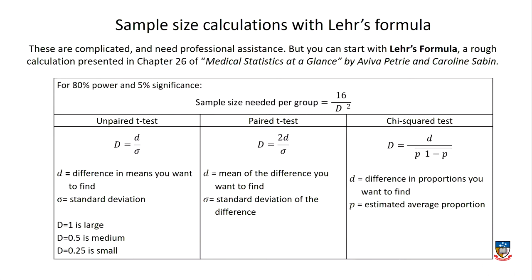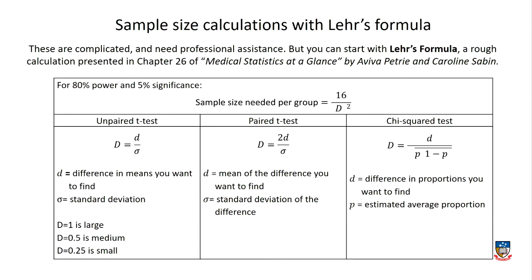For 80% power and 5% significance, it only works for that. There are other formulas for different ones. The sample size you need per group is 16 divided by this capital D squared. And that capital D is sometimes called Cohen's D, but that is calculated in one of these ways. If you're doing an unpaired t-test, you will find the difference in means that you want to find, which is called little d, and divide by the standard deviation. Okay. Cool, and with the paired t-test, it's this calculation.